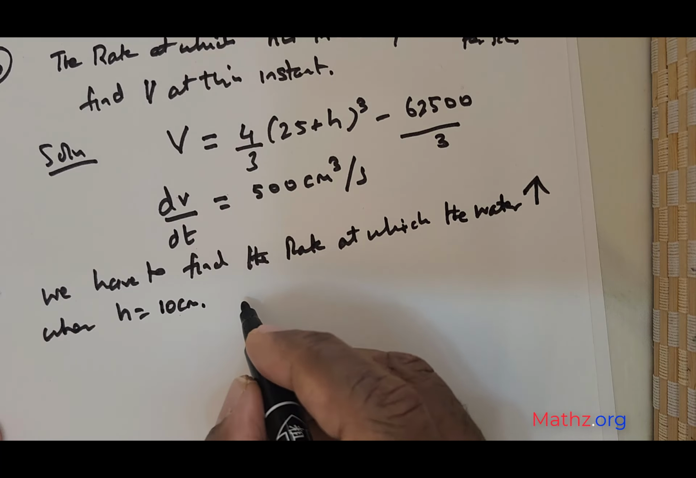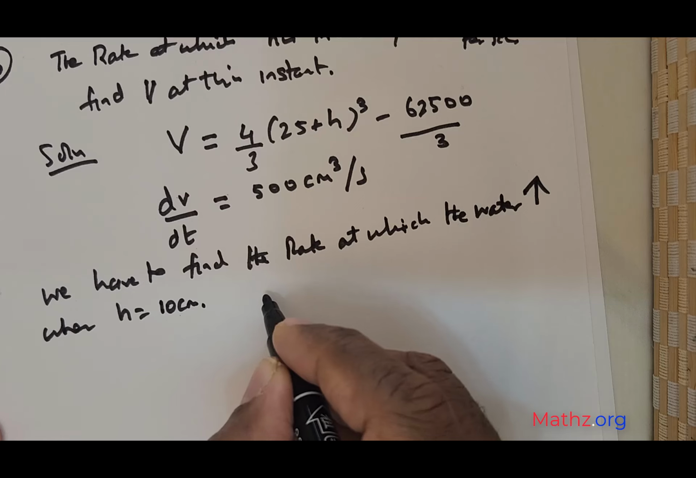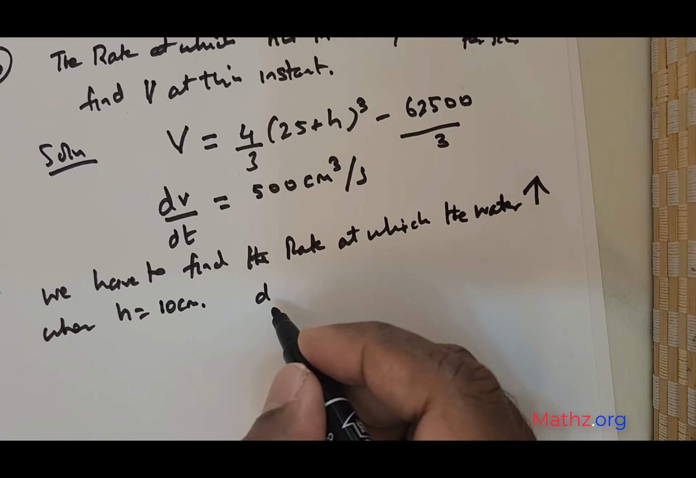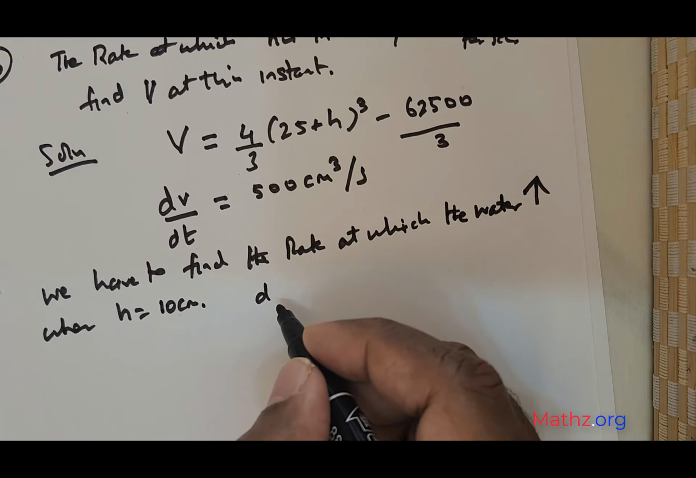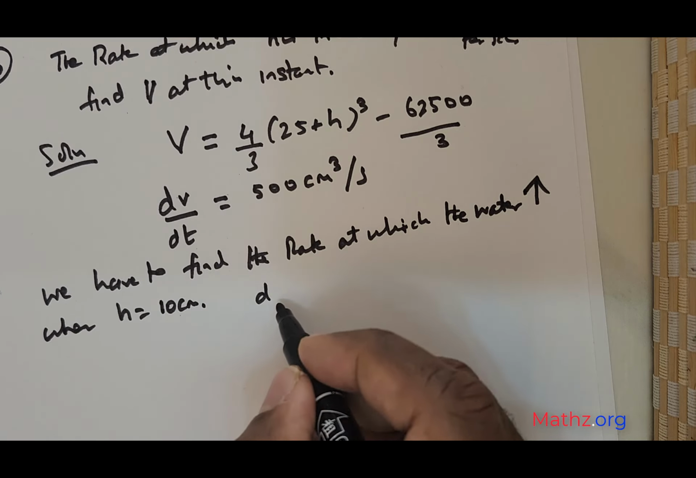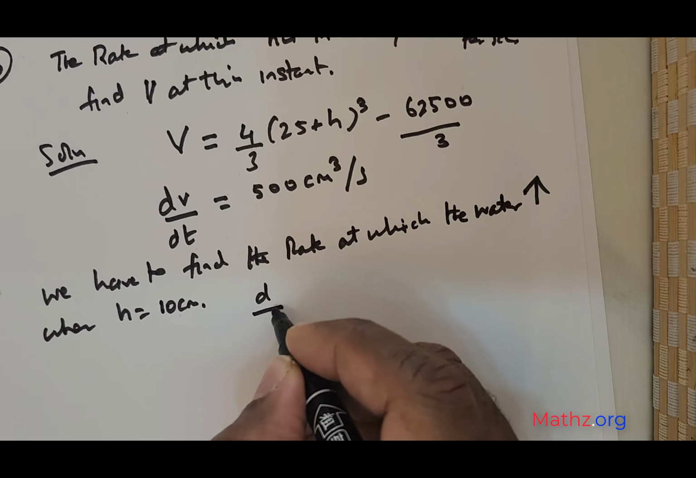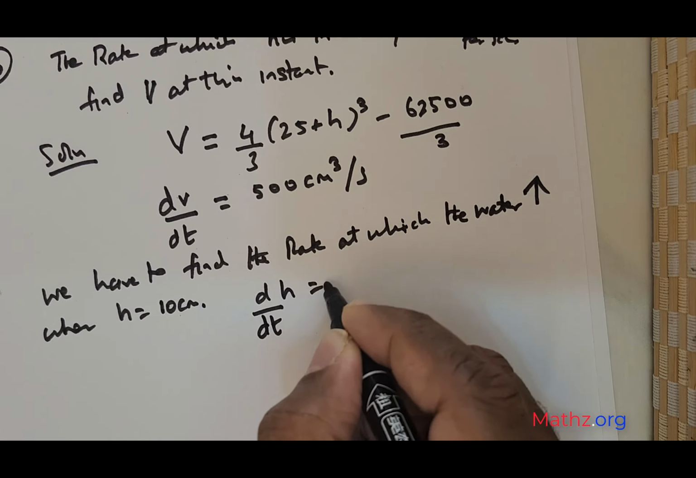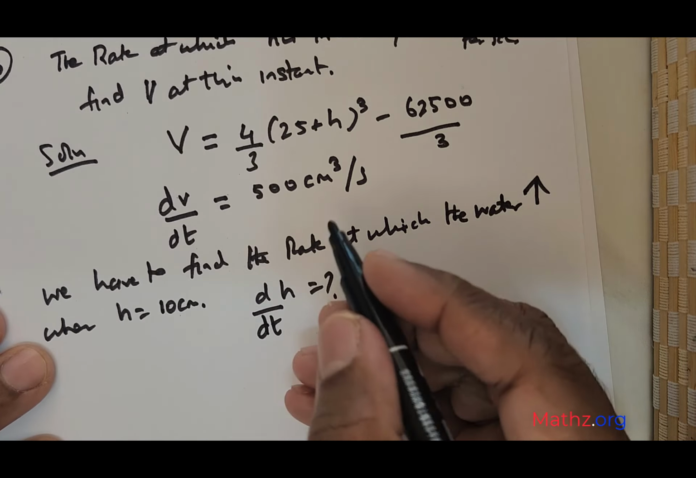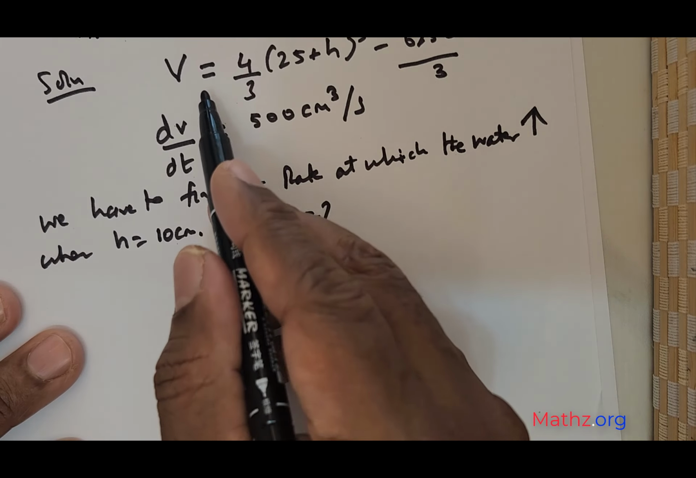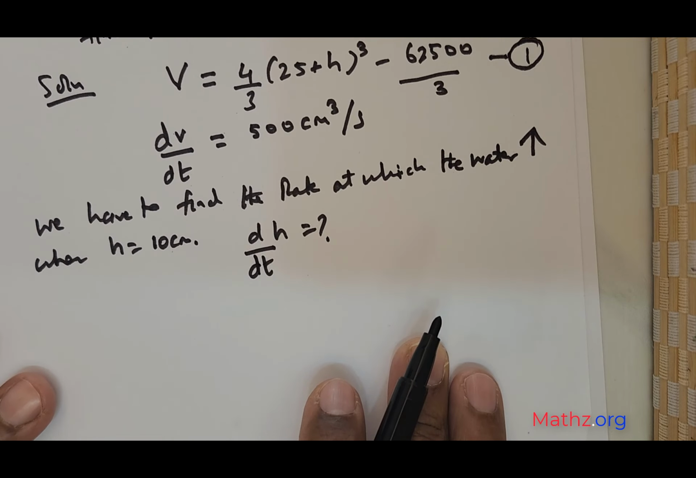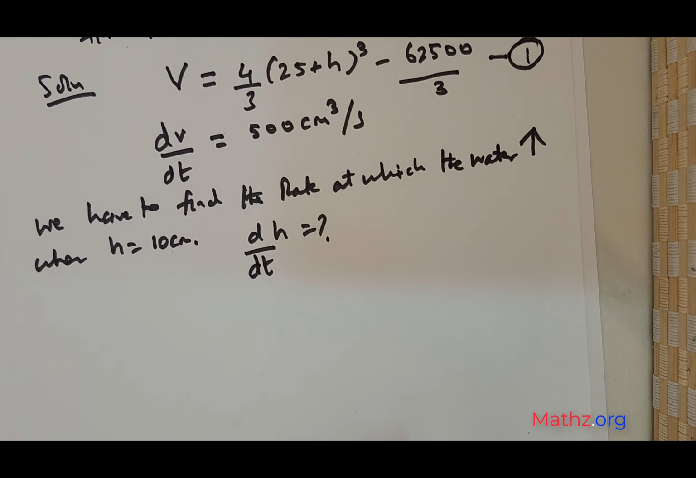So what are they asking us to find? They want us to find the actual change. What is the actual change in height? So how do we get that? The change in volume is given like this. The change in height is given like this. So we need to find this out. How do we find this out? By implicit differentiation. So I take this as 1. What I'm going to do, I'm going to get the implicit differentiation.